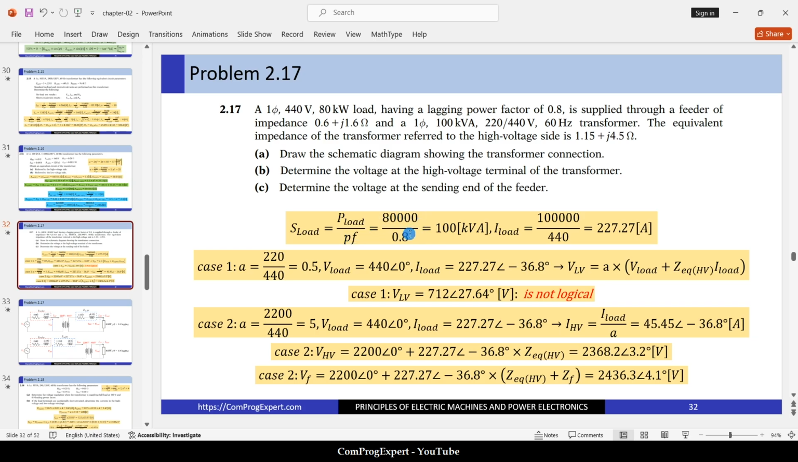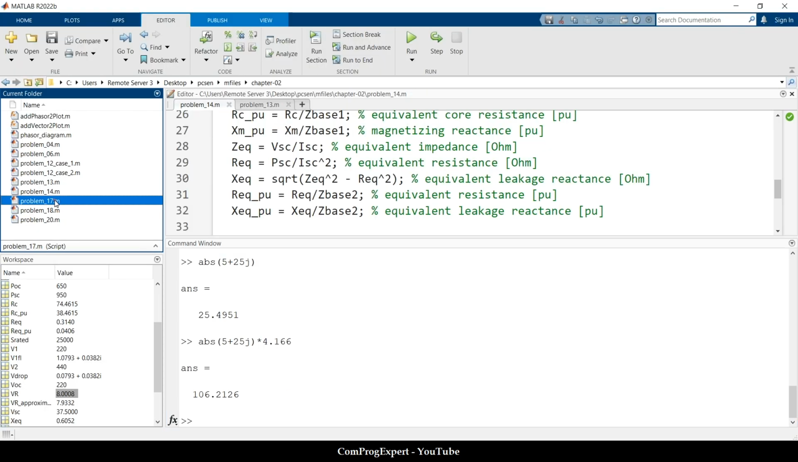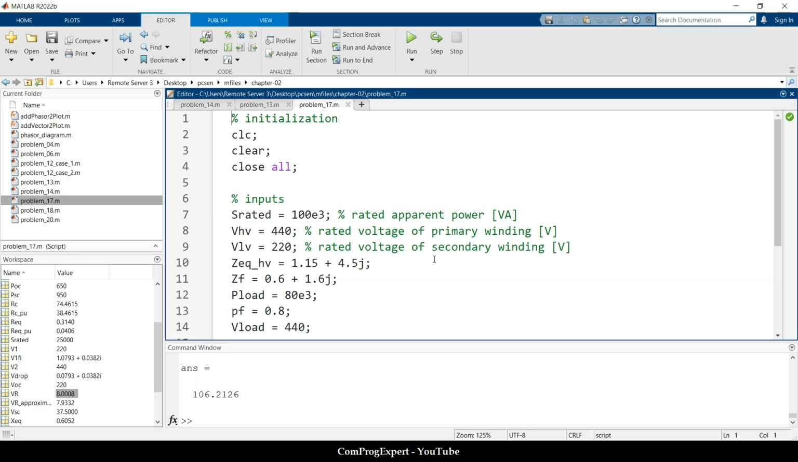80,000 watt divided by 0.8 is 100 kilovolt ampere. This is the same as the rating of the transformer. What is the value of the load current? It is equal to 100 kilovolt ampere divided by the rated voltage of the load, that is equal to the rated voltage of the transformer, the high voltage side. The value of the current is 227. So here for this problem, we have these numbers.